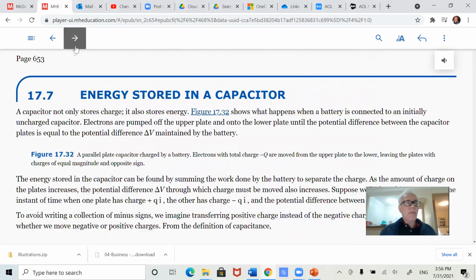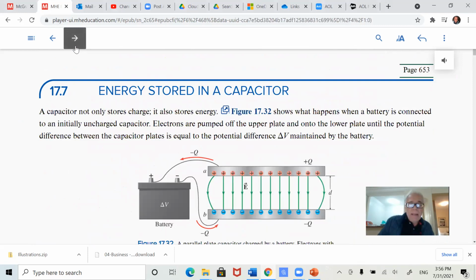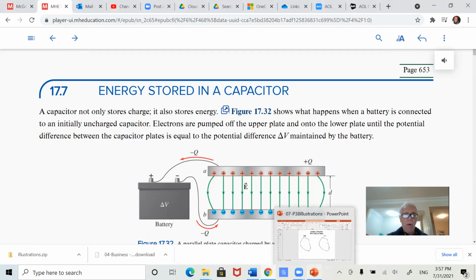Now we're going to talk about energy stored in a capacitor. We need the theory behind capacitance to cover that. Let me give you a qualitative idea that was not covered in the lab, so I'm going to cover it in a little more detail. Let me give you an idea of how we have energy stored in a capacitor.